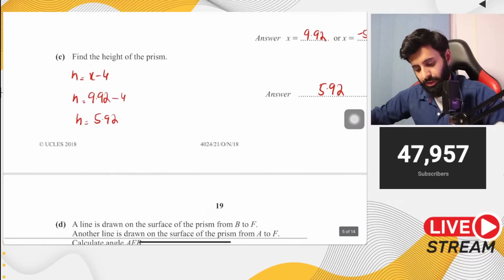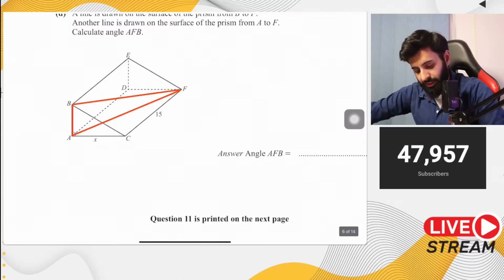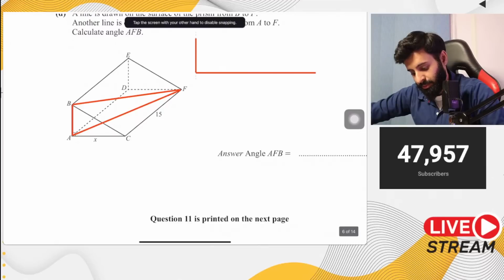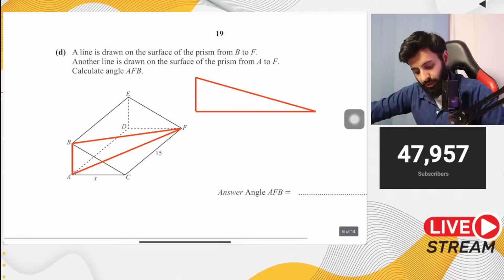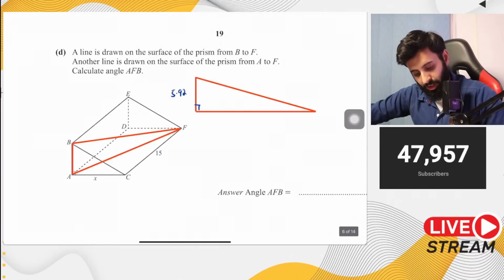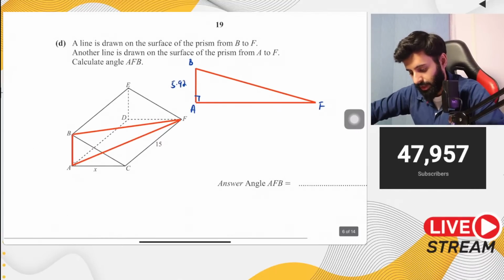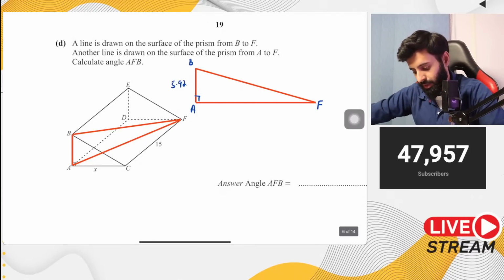Alright, now, this is a right angle triangle. It's not an isosceles triangle, it's simply a right angle triangle. It's a right angle triangle such that you have one length which is the same as the height of the prism, which the question was kind enough to make us find out, 5.92. Okay, this is A, this is B, and this is F. Now we need to find out length AF before we can find out angle AFB. Now to find AF, what are we going to do?